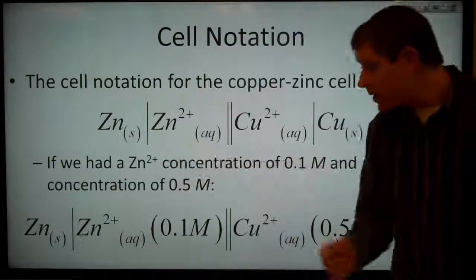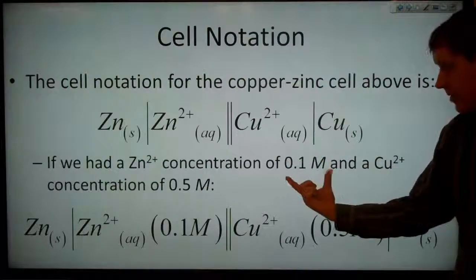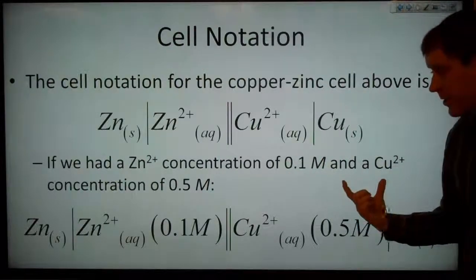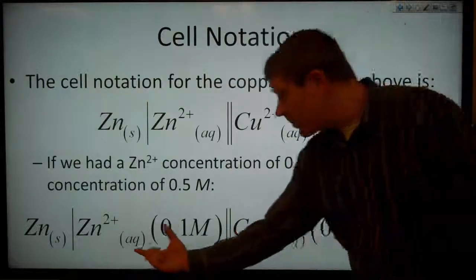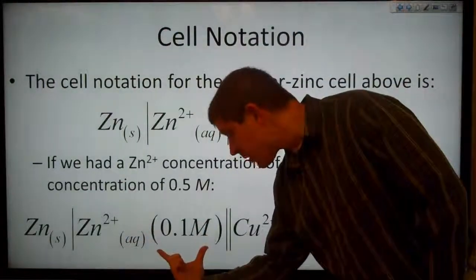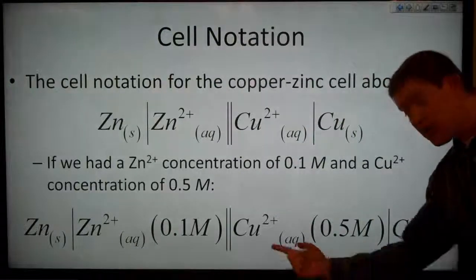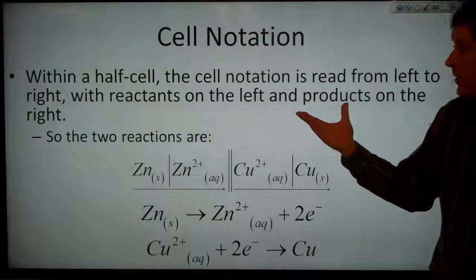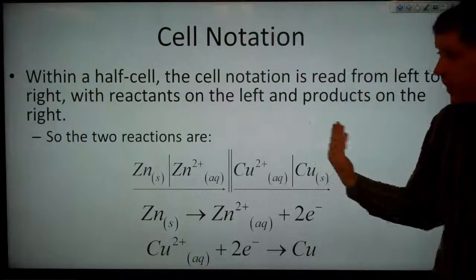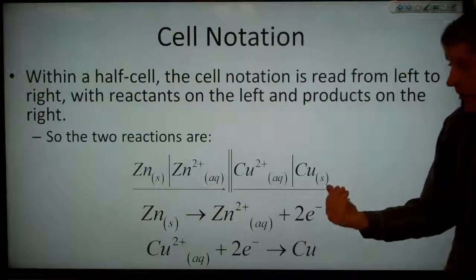And so if we had then a zinc ion concentration of 0.1 molar and a copper ion concentration of 0.5 molar, then we would write in the concentrations that we have. So we've added in this part for the concentration of our zinc, and we've added in this part for the concentration of our copper. So within our half cell, then the cell notation is read from left to right, with reactants on the left and products on the right.